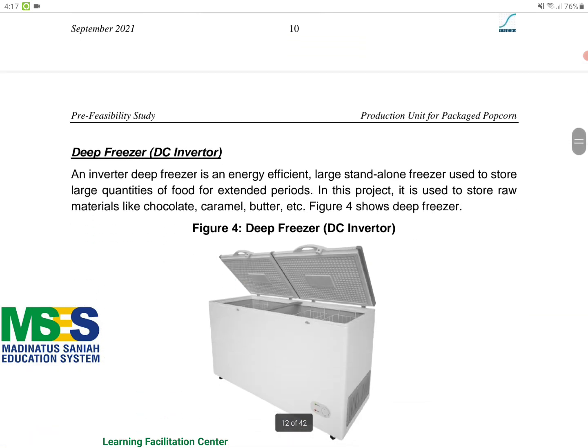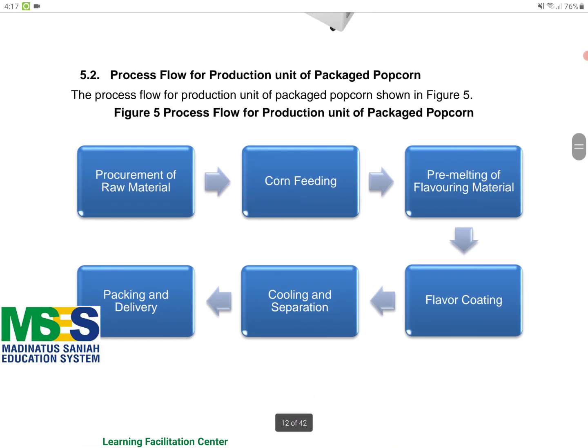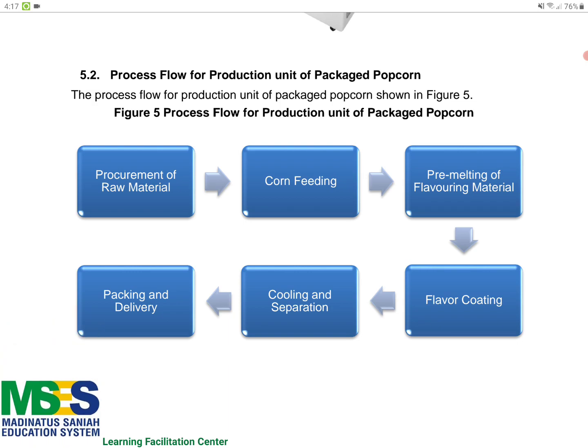Then coating and separation, cooling and separation. Yes, cooling and separation. Popcorns are very hot when they are made, and the melted coating of caramel is also very hot. If you pack that directly into the packets, the packets would melt. So you'll have to cool them down, and then finally packing and delivery. Pack the packets into cartons, and then deliver them to the shops.